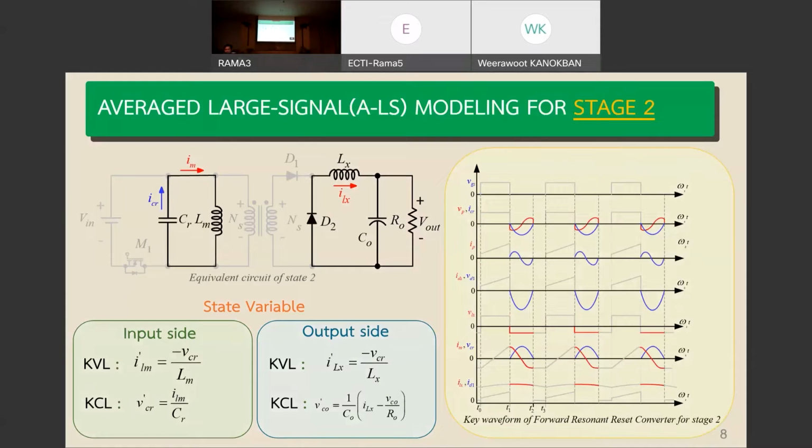At the beginning of this state, the power switch MOSFET is turned off. At time T1, magnetizing inductor LM releases the energy and commutation energy to reset flux saturation between ILM and reset capacitor CR on the high frequency transformer. At the moment T1 to T2, the waveform reset approximate is 2/3 of the half period switching time and can be seen as a sinusoidal waveform. So we got KVL and KCL on input side and output side.